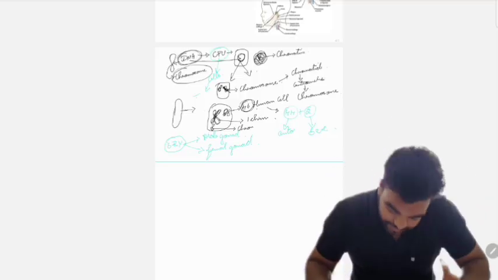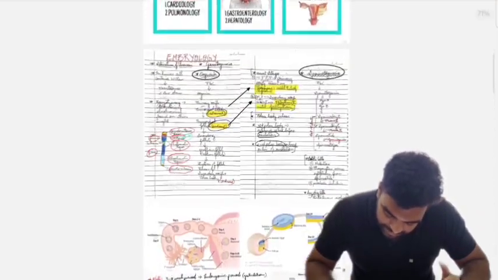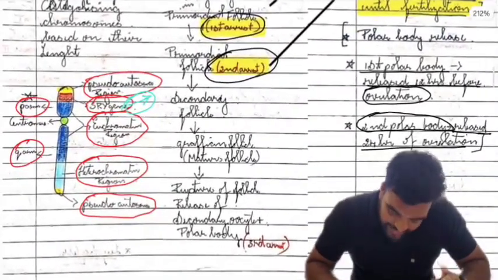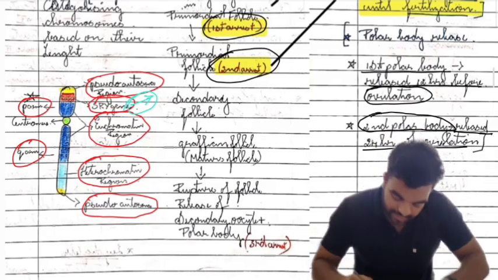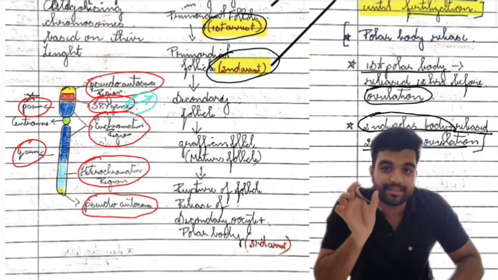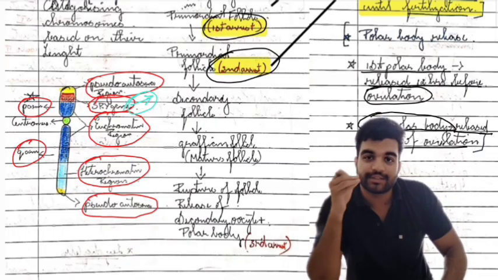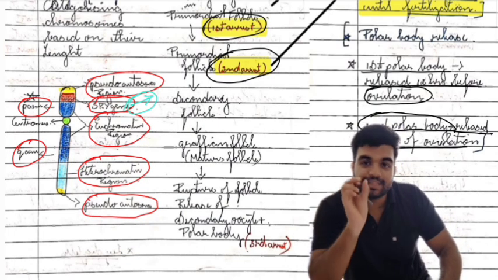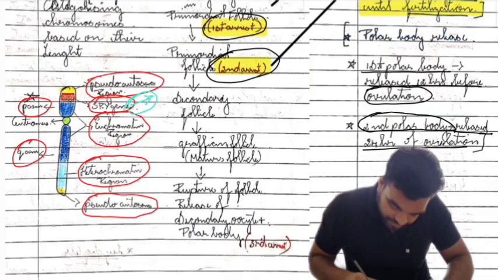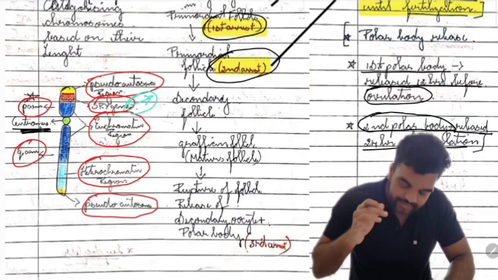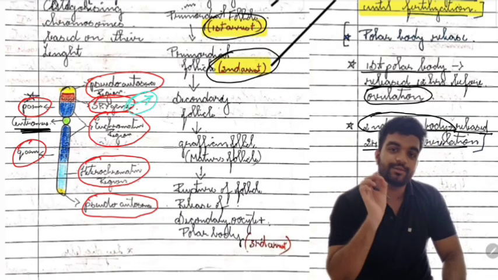Okay, that's all, nothing else. The questions that come up in the chromosome-related topic are: where is the SRY gene present? The SRY gene is present in the P arm of the chromosome. What joins the two chromatids of a chromosome? The centromere is the main thing that joins the two chromatids.